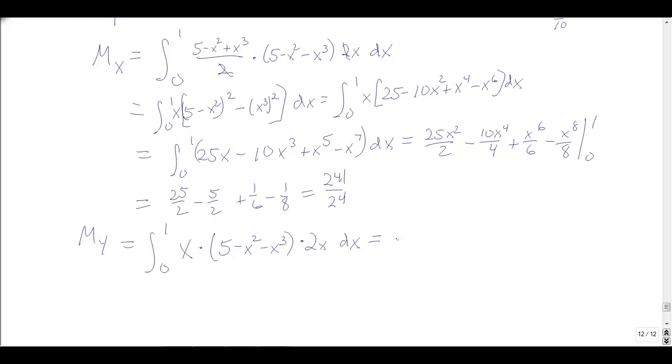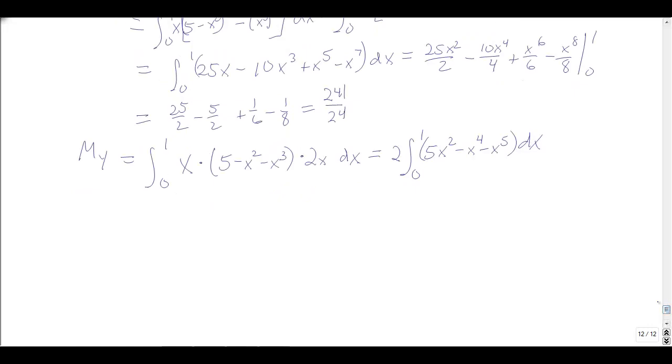So what we'll get here is, okay, a 2, integral 0 to 1. We're going to get x times x is x squared, so you get 5x squared minus x to the 4th minus x to the 5th dx. Then when you go to actually integrate this, we'll get 5x cubed over 3 minus x to the 5th over 5 minus x to the 6th over 6, go from 0 to 1. So that's 2 times 5/3 minus a 5th minus a 6th.